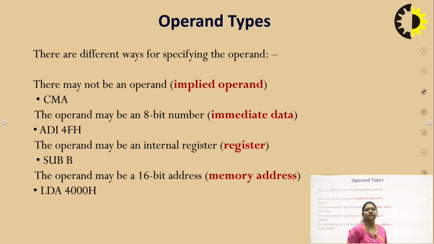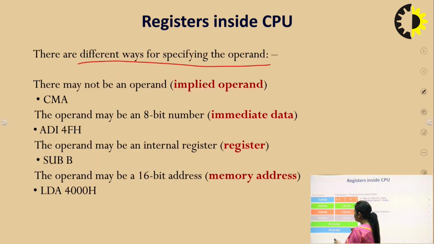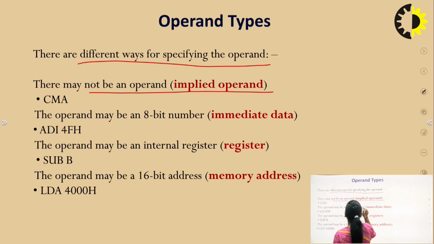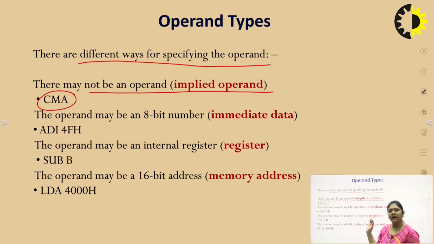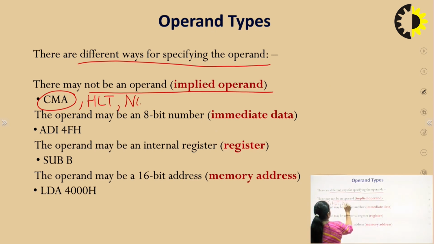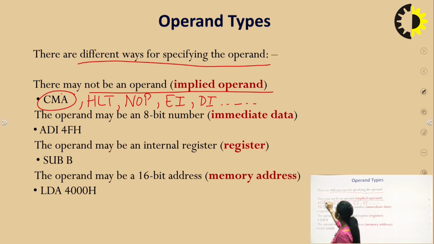Next, there are different types of operands in the microprocessor which can specify different ways. First of all, there may not be any operand. If there is no operand, it is called an implied operand. Suppose we have the instruction CMA. There is no operand in this, only the opcode. We can take some other examples: HLT, NOP meaning no operation, EI enable interrupt, DI disable interrupt, and many other instructions. CMA is complement accumulator, so this instruction explains the operation itself. We have to complement the accumulator, and what will the complement be?